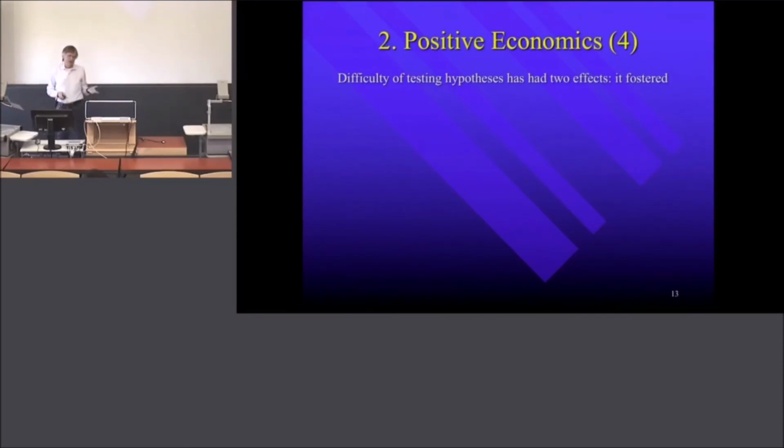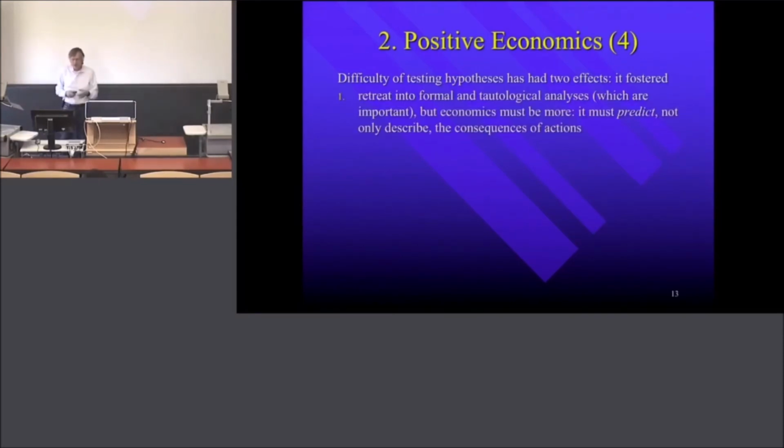And that has two effects. It fostered two things: the retreat into formal and tautological analysis, which are important. He doesn't deny that. But economics must be more, it must predict, not only describe the consequences of actions. And of course, this formal and tautological analysis is a conceptual analysis and building models, right? Models just independent of empirical data, or more or less independent of empirical data.